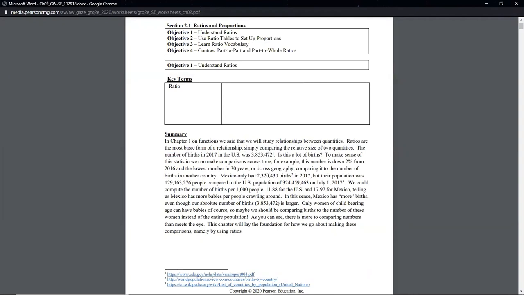What we want to do a lot of the time is think of this as a proportional relationship. Think about this as a relationship to the size of the country. So we had 3.8 million births, but what was the population that year? Mexico had 2.3 million births, but what was the population that year? What is this growth, these births, in comparison to the original population? So Mexico had a population of 129 million people, whereas the US had a population of 324 million people.